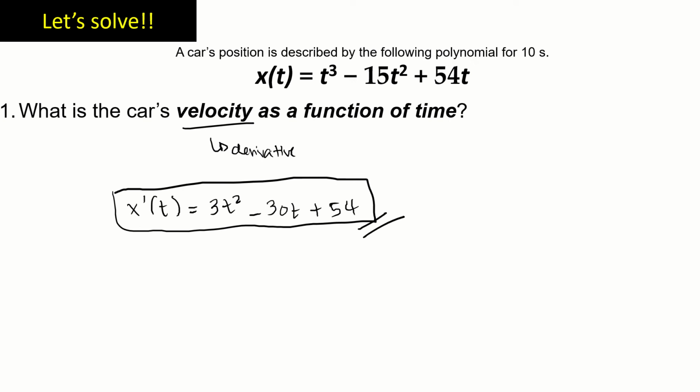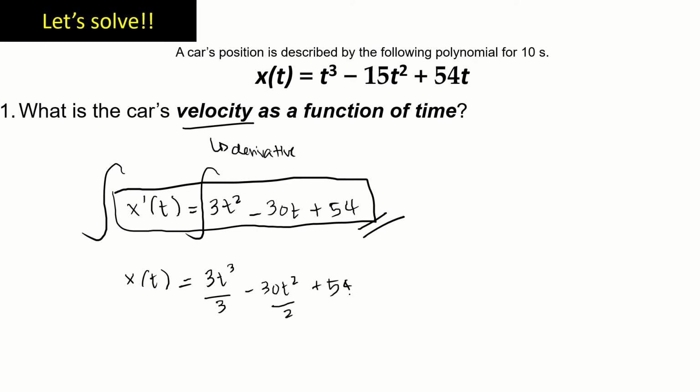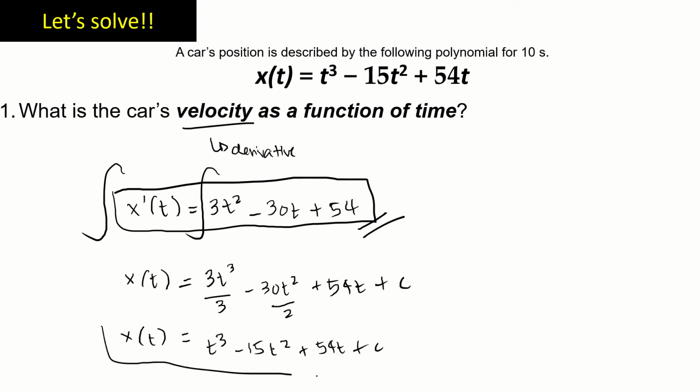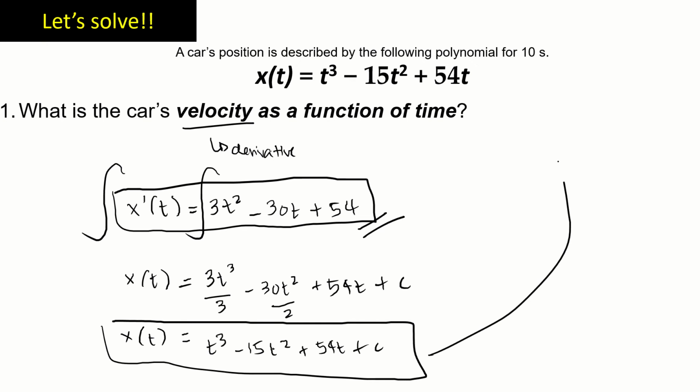Okay? So, if you see in your reading material, tinanong sa inyo na, can we undo this to check kung tama yung answer natin? Of course, you can undo this. If we get the integral, kung kukuha natin yung integral natin, so, this will be x of t, which is just 3t cubed over 3 minus 30t squared over 2 plus 54t plus c. Or, let's simplify, t cubed minus 15t squared plus 54t plus c. So, you can see that the antiderivative of the velocity function is still correct.